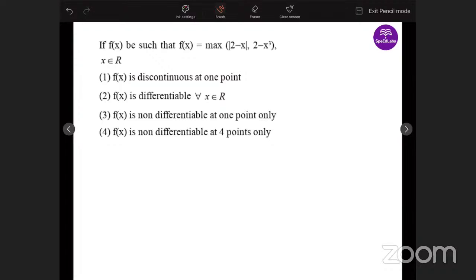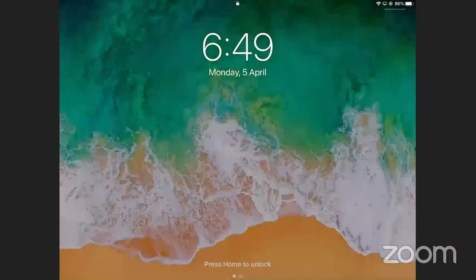Sir, fourth option. Can you explain how? Sir, actually, I found the points where we are switching the functions, and by hit and trial I found that at x equal to -1 we get the same values in both functions. Similarly, at x equal to 0 and at x equal to 1, we get the same value for both functions. We cannot take out the maxima, thus the function becomes non-differentiable. Good.